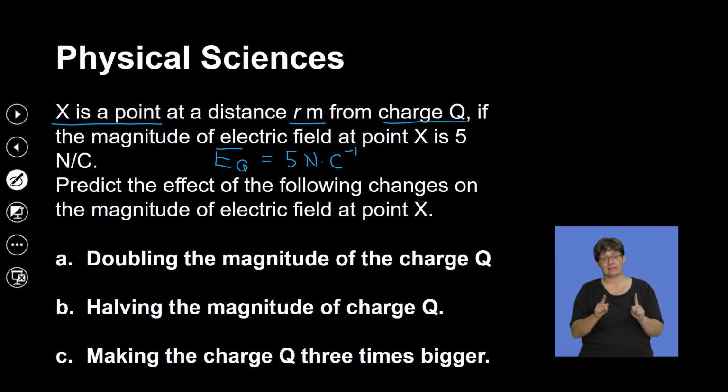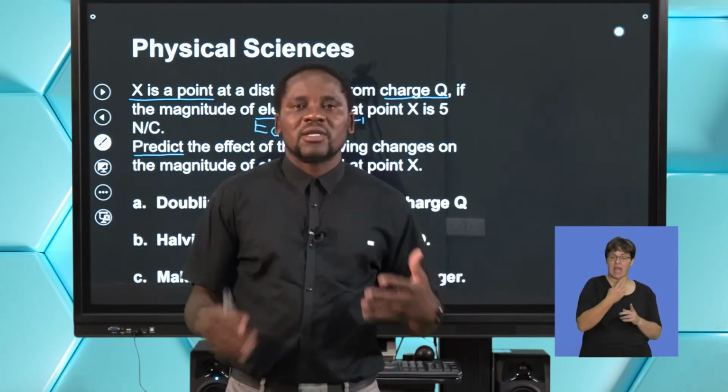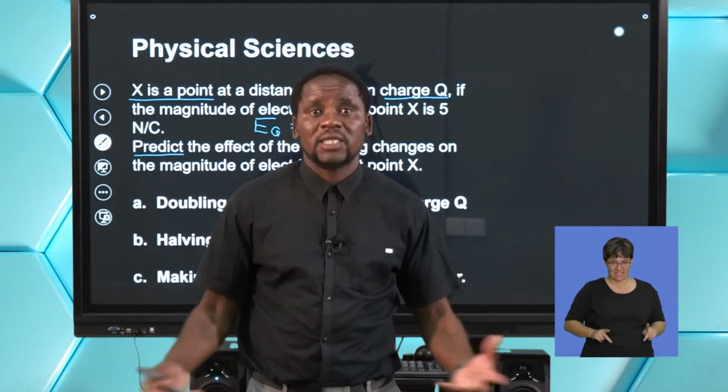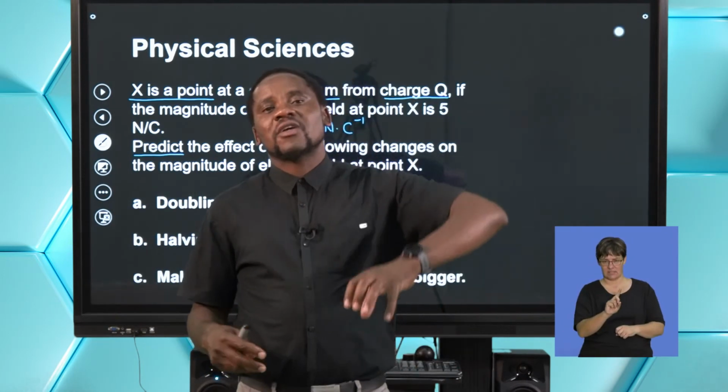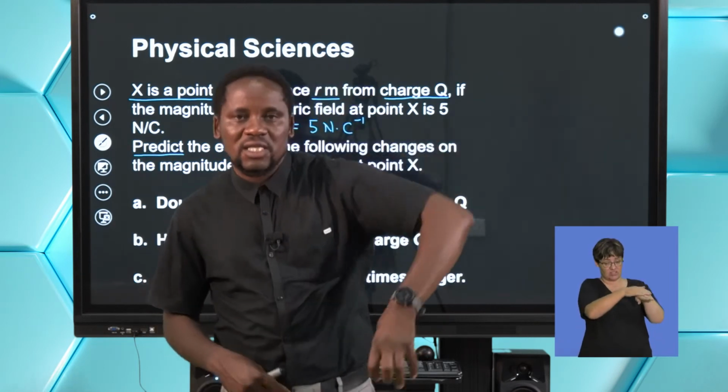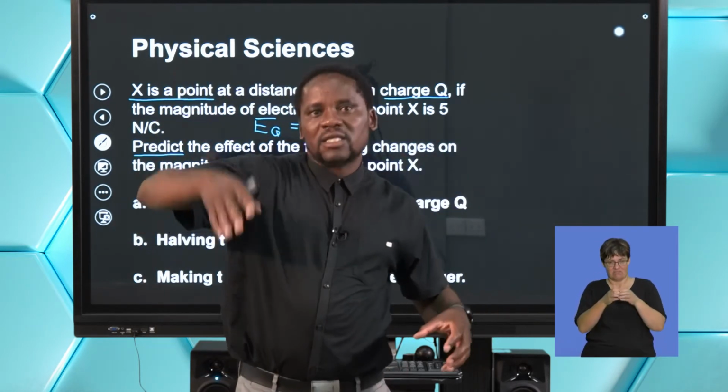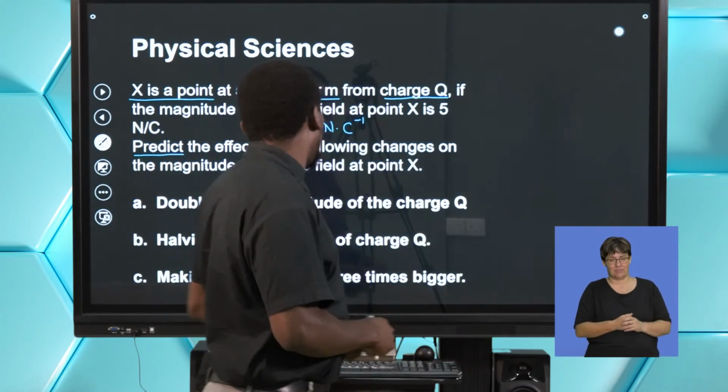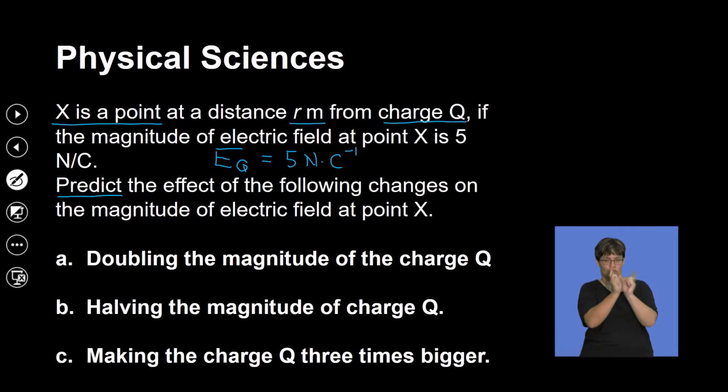But remember, electric field at a point is essentially a vector quantity, right? So it says here, predict, again, predictions, and more predictions. And these predictions, as we have grown to understand it, they essentially talk about the relationship that exists between physical quantities. So now we are exploring the effect of changing the magnitude of the charge versus the electric field at a point, okay? Now it says here, predict the effect of the following changes on the magnitude of electric field at point X. Now, we double the magnitude of electric charge, okay, Q.